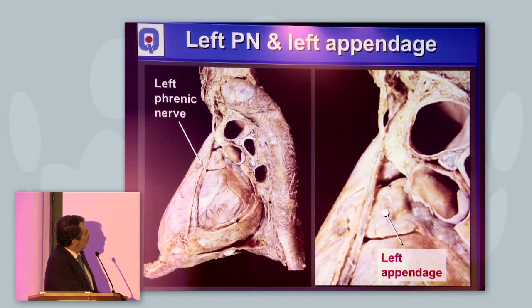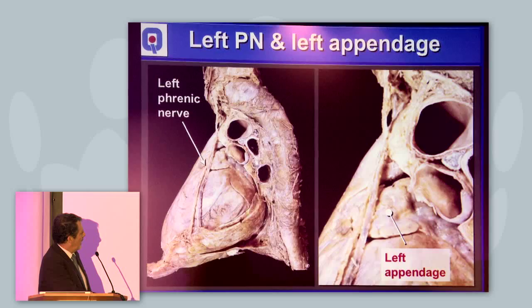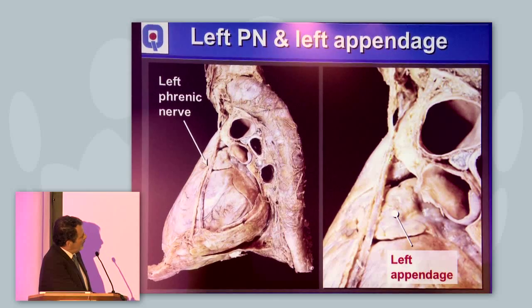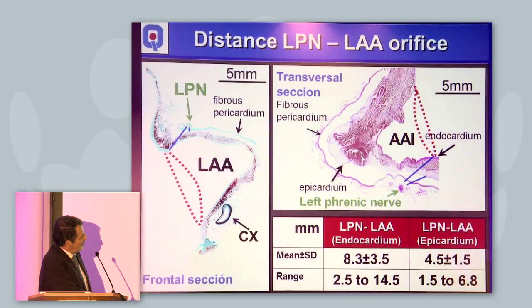And finally, note the anatomic relation of the left phrenic nerve with the left atrial appendage. The left phrenic nerve is epicardially located. This is the fibrous pericardium. This is the left lateral view. This is the left atrial appendage. And here you can see the left phrenic nerve. Please note in this slide the distance. This is the fibrous pericardium.